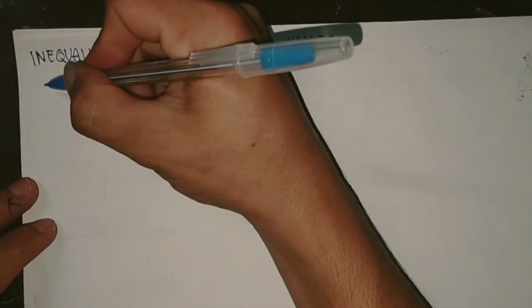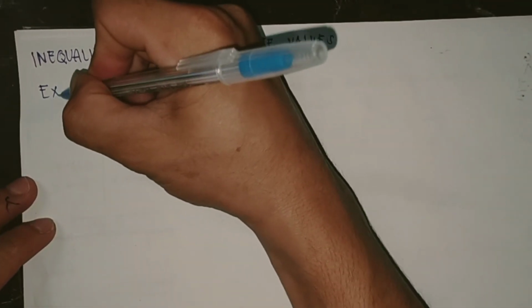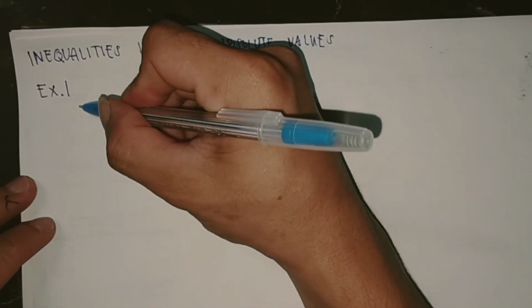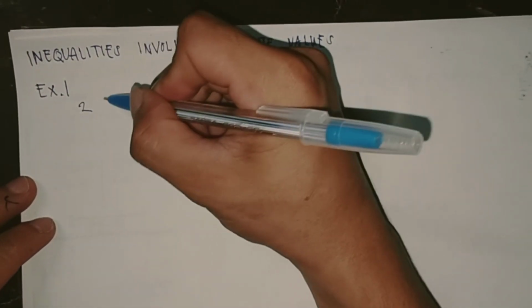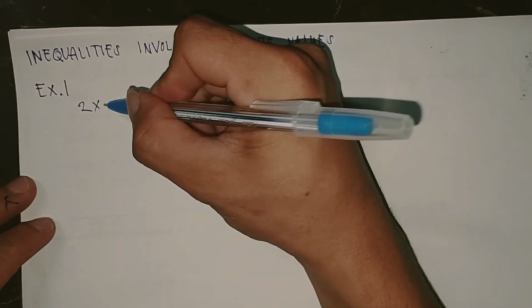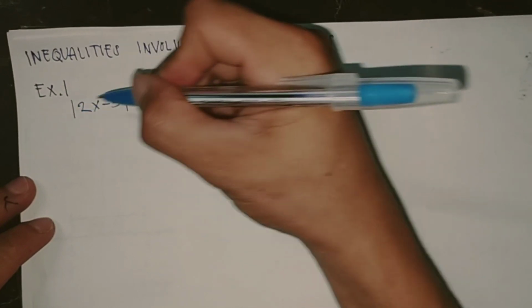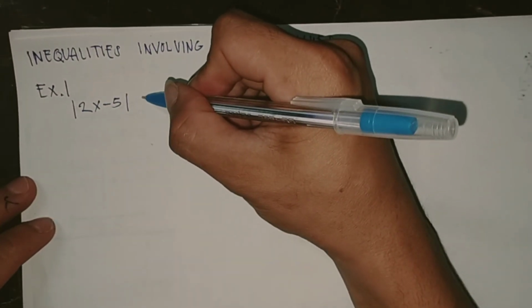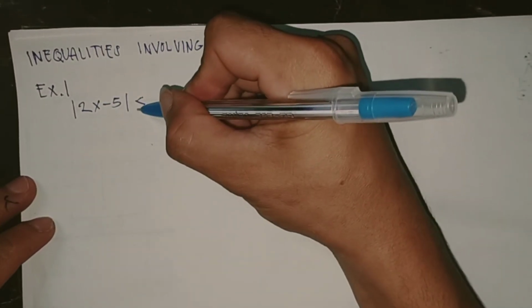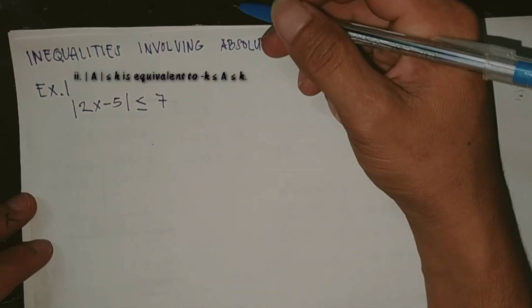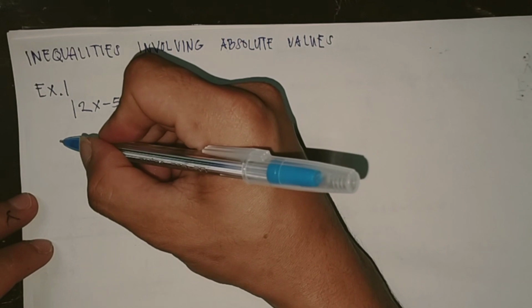Let's have an example of solving inequalities involving absolute value. Example number 1. Absolute value of 2x minus 5 is less than or equal to 7. Let's use the second theorem.